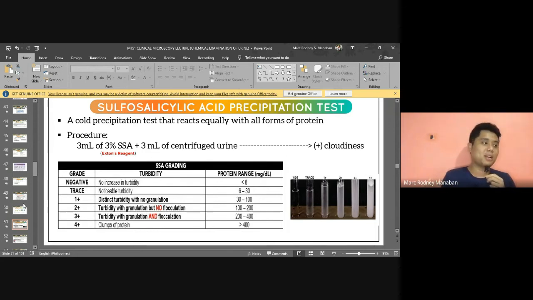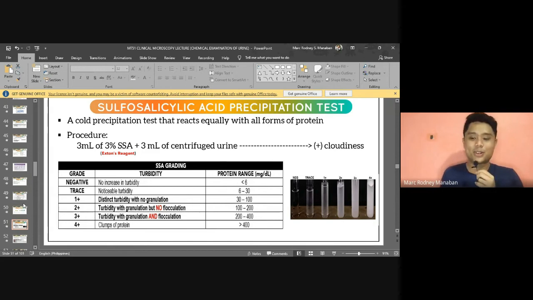Now, for the protein range, always remember, it starts at 6. Less than 6, then 6 to 30, 30 to 100, 100 to 200, 200 to 400, and then finally, greater than 400. Okay? That's how you remember them, especially the characteristics or descriptions of the grading. Alright? So, no turbidity, negative. Noticeable turbidity is trace. 1 plus has one characteristic, turbidity. 2 plus has two characteristics, turbidity and granulation. 3 plus has three characteristics, turbidity, granulation, and flocculation. And 4 plus, clumps of protein. Very easy to remember.